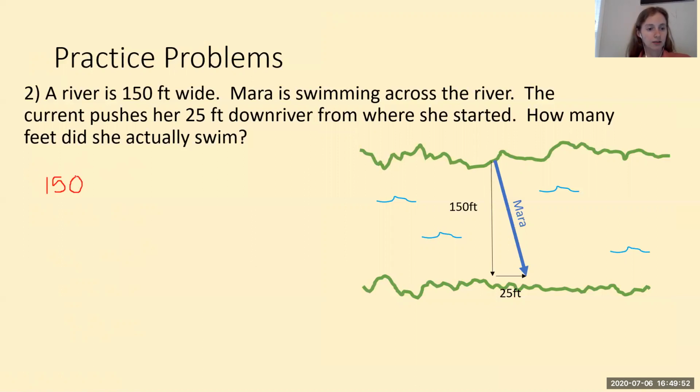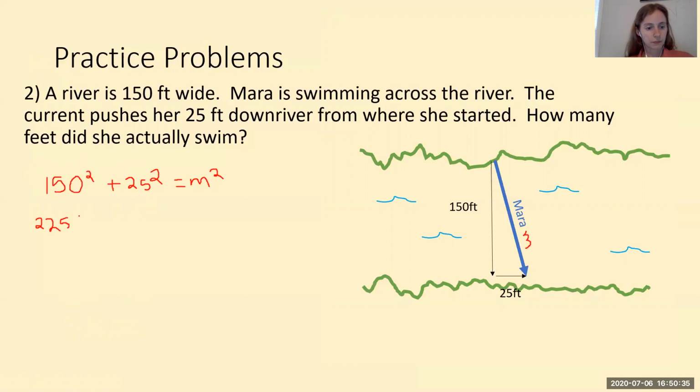So we've got our two legs, 150 feet squared, plus 25 feet squared, is going to equal the distance that she swam squared. I'm just going to call it m for Mara, so equals m squared. All right, now we do our calculations. So 150 squared equals 22,500. Nice big number.